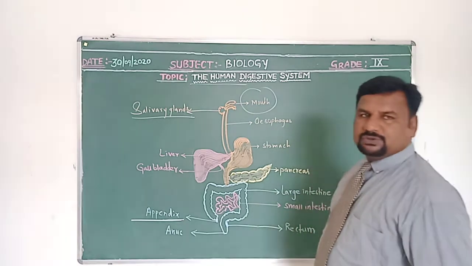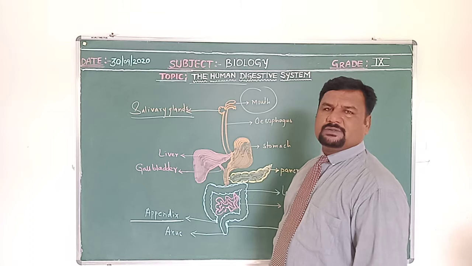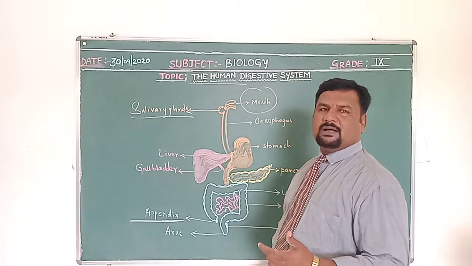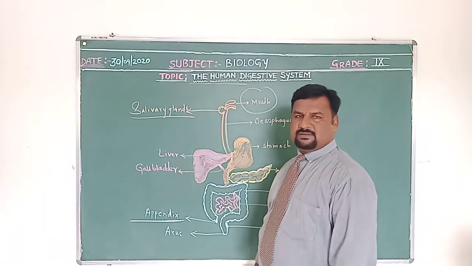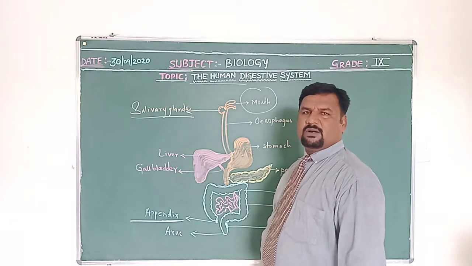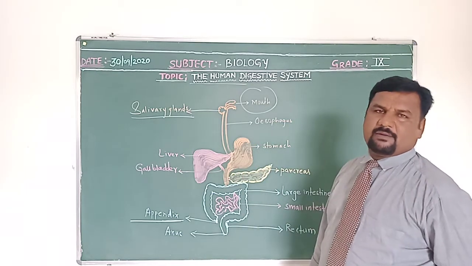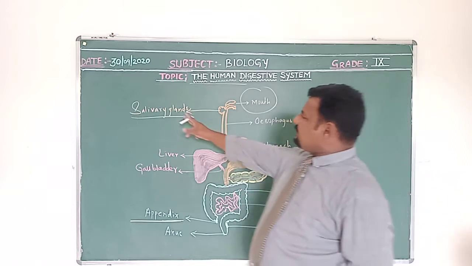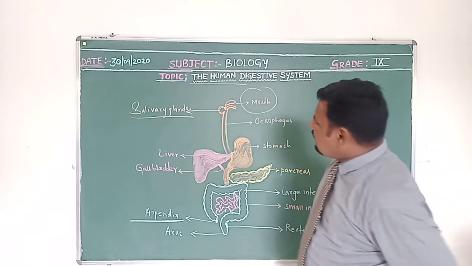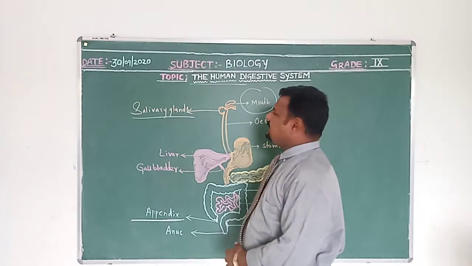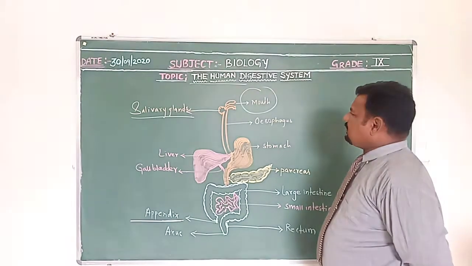The salivary gland produces saliva. What do they produce? Saliva. And the saliva contains an enzyme called salivary amylase. Which enzyme is present in the saliva of the mouth? Saliva is produced by salivary glands, and it has salivary amylase. That is the enzyme present in the saliva.